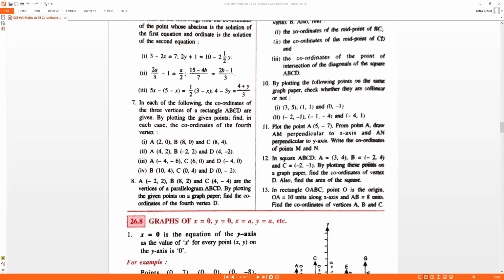So in each of the following, the coordinates of three vertices of a rectangle are given. A rectangle has four vertices A, B, C, D. Out of these, three are given to you. By plotting the given points, find in each case the coordinates of the fourth vertex. So we'll do the first one. Look at the coordinates, look at the numbers. They are not too big. They are not greater than 10 or 15. But let us use one page for the first question, and then we'll see if we can adjust.